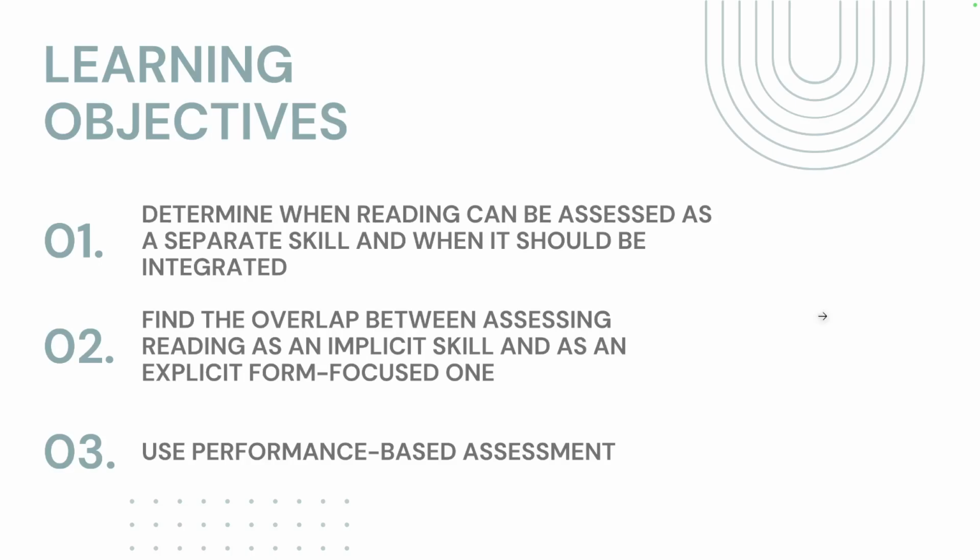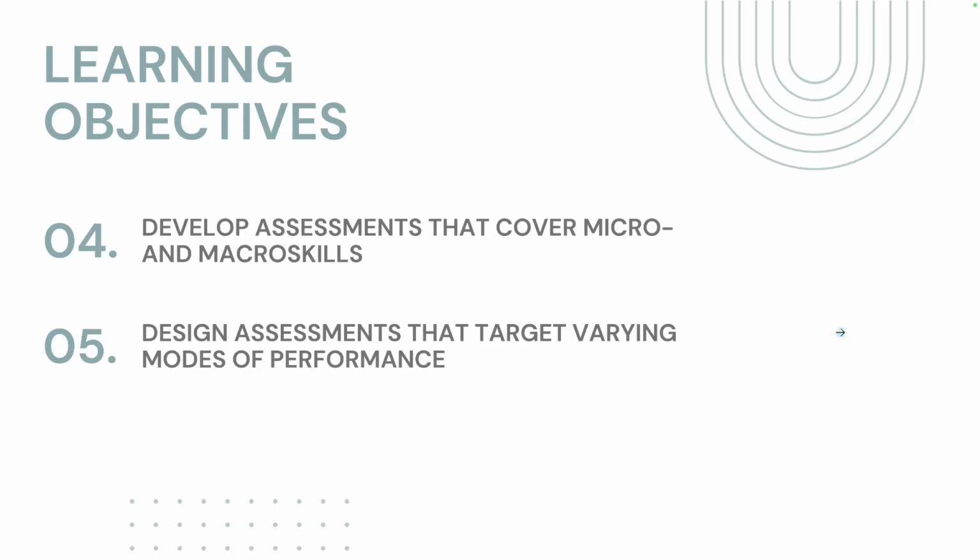First of all is to determine when reading can be assessed as a separate skill and when it should be integrated. As always, we talk about the integration of skills together and whether or not we can isolate them. Second is to find the overlap between assessing reading as an implicit skill and as an explicit form-focused one. We're going to look at performance-based assessment, developing assessments that cover micro and macro skills, and then design assessments that target varying modes of performance.